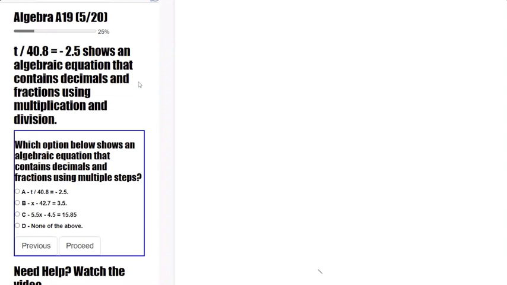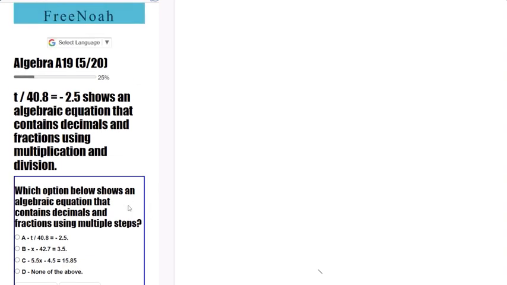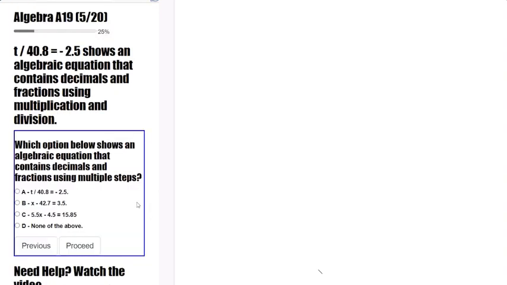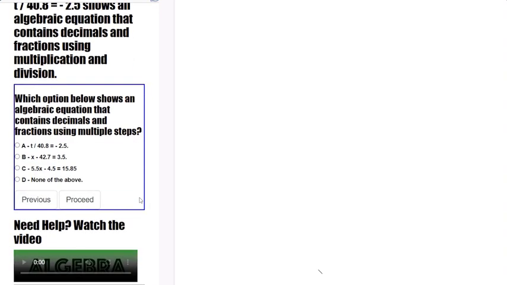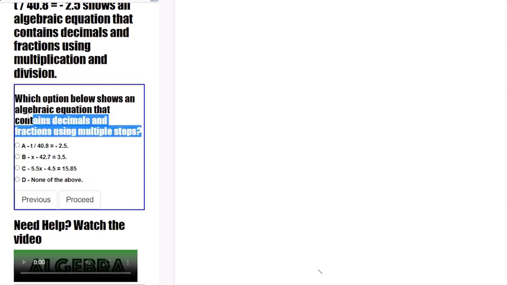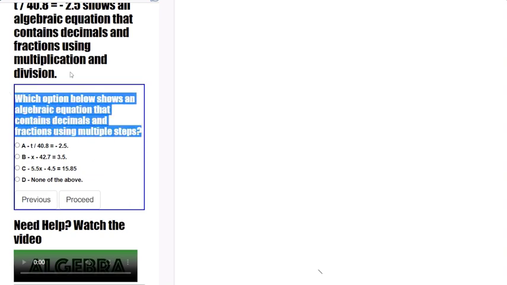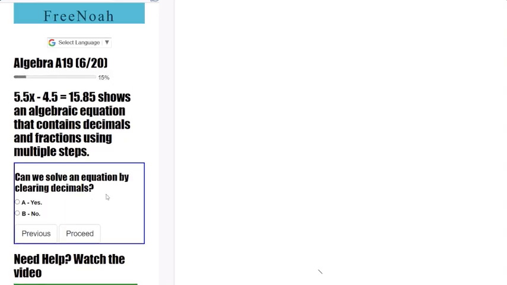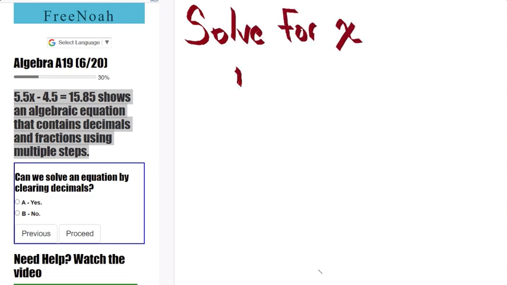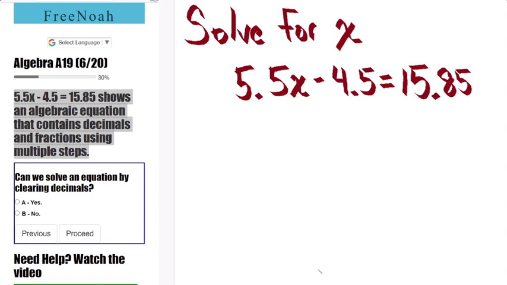Question 5. We have Math Is Fun here. Which option below shows an algebraic equation that contains decimals and fractions using multiple steps? Choice C. So 5.5x minus 4 and 5/10 equals 15 and 85/100. All right, let's solve for x here.